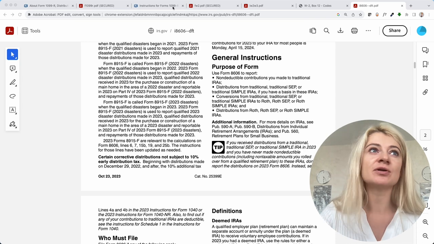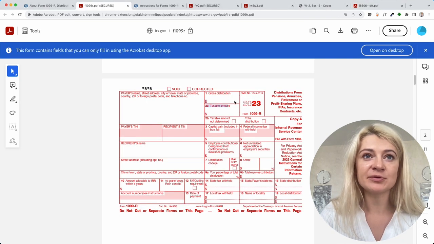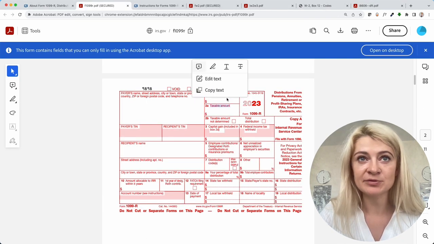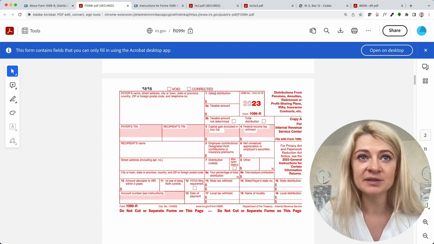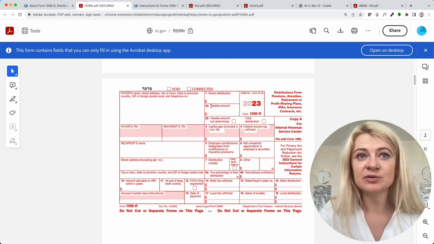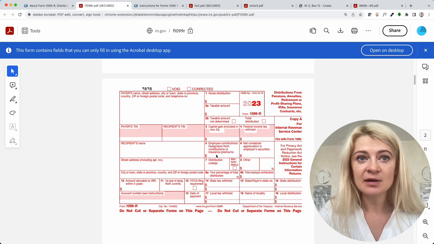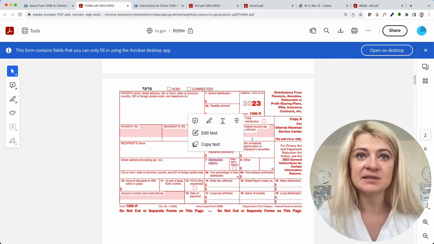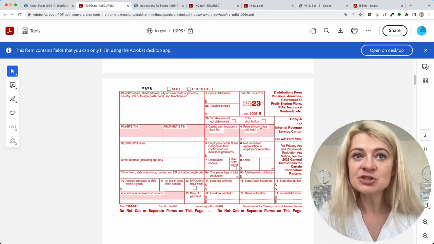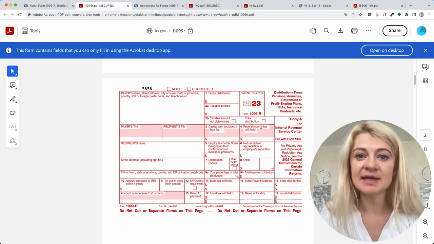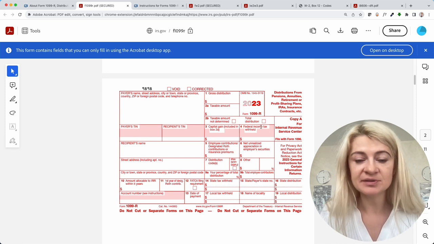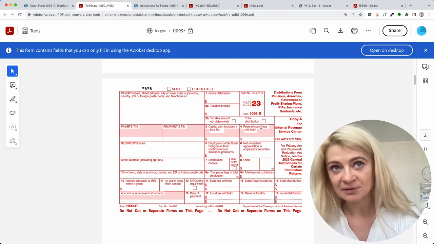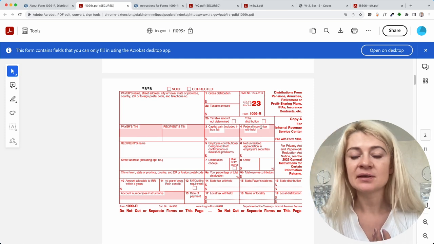So they'll have to include this whole amount here under taxable amount. Like let's say you got a gross distribution of 100K, you include it in the taxable amount, but the distribution code here will actually say that it's a qualified charitable distribution, and the taxpayer can get a charitable deduction of that amount as well. So that's like a tax planning technique.